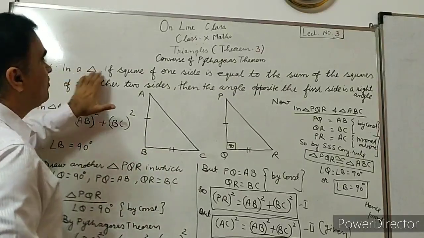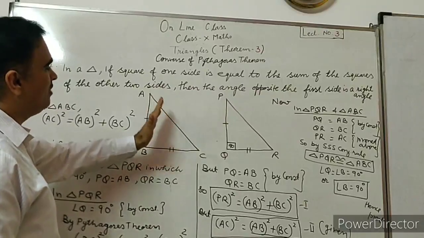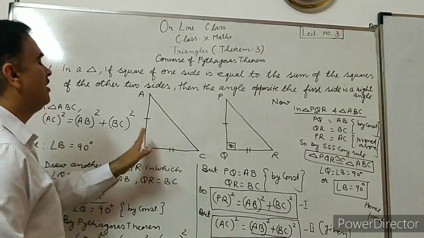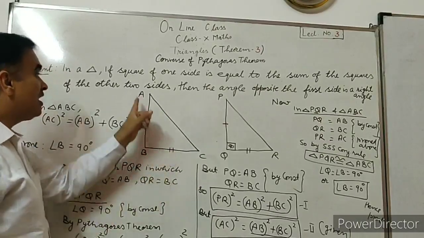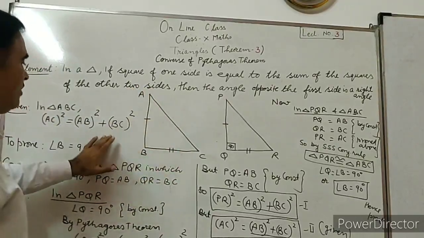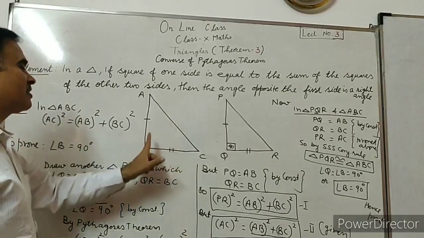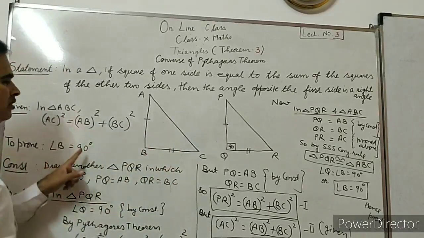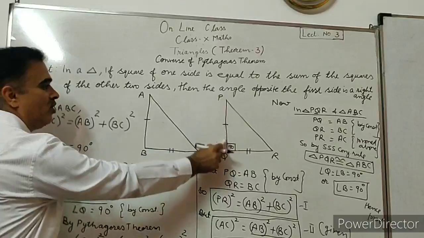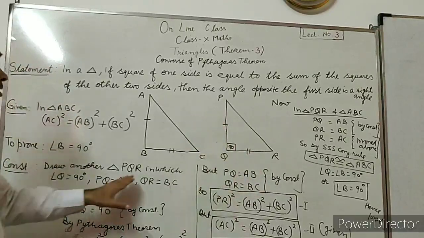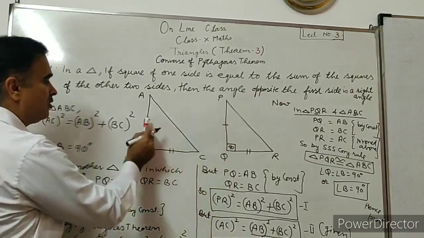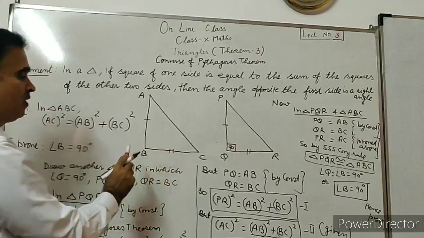So now again we are discussing this theorem, converse of Pythagoras theorem. This is the statement: in a triangle, if the square of one side is equal to the sum of squares of the other two sides, the angle opposite the first side is 90 degrees. So in this triangle ABC, AC square equal to AB square plus BC square, then the angle opposite the first side, that is B, we have to prove that angle B equal to 90 degrees. Here we have done construction to prove this. We draw another triangle PQR in which angle Q is 90 degrees and PQ equal to AB and QR equal to BC.